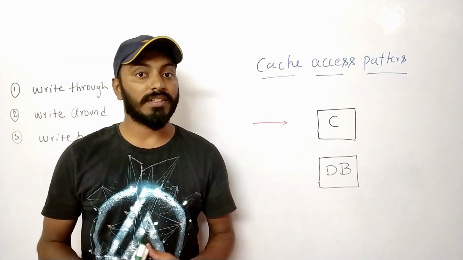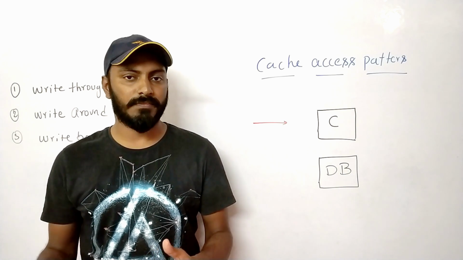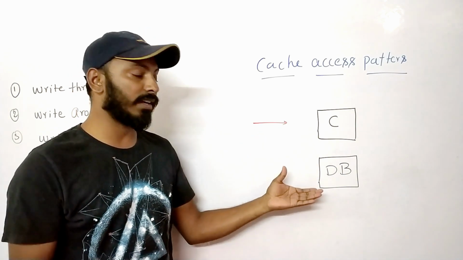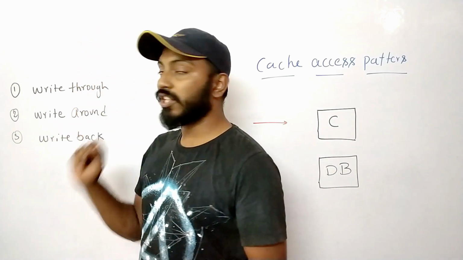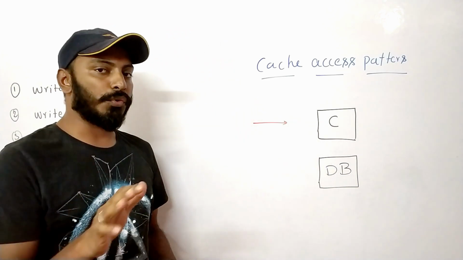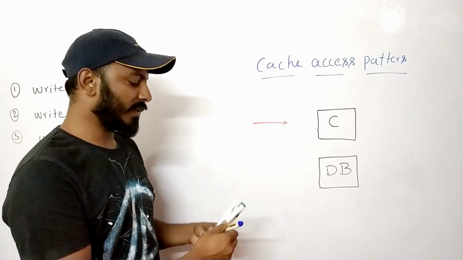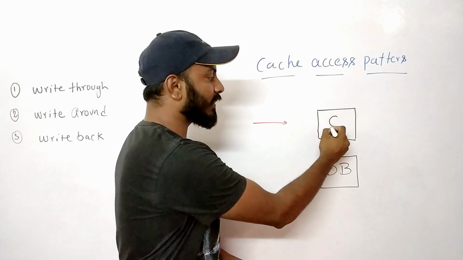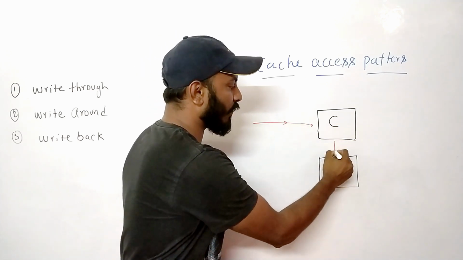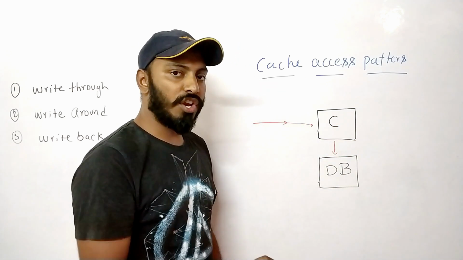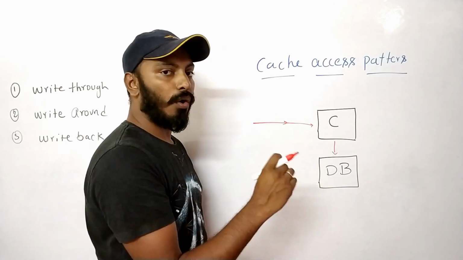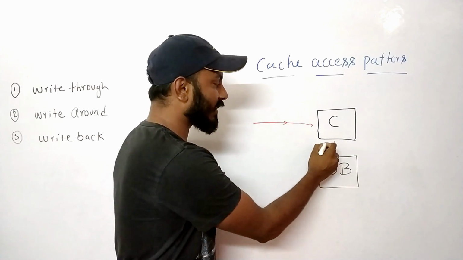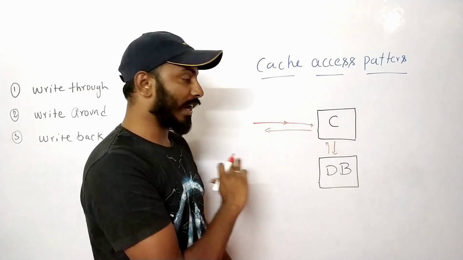Now let's learn what the different kinds of cache access patterns are. In any application, there will be a cache and there will be a main memory. In this case, we are considering it as the DB. The first one is write through. As the name mentions, it is through. That means that whenever a write request comes in, it goes through the cache system, and then this write will also happen in the DB. The acknowledgement of write successful will be sent back only when the data is completely saved in the cache and also in the DB.